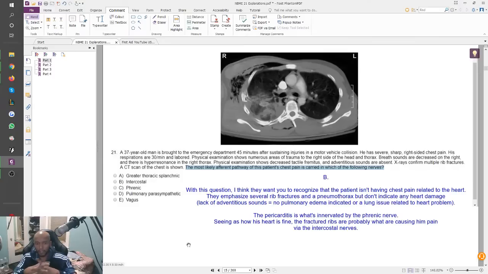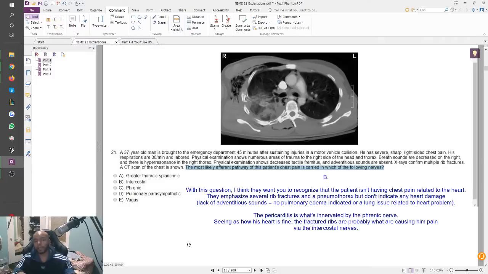So with this question, I think they want you to recognize that this patient isn't having chest pain related to the heart, which is the main thing. His chest pain is not due to cardiac related chest pain. They emphasize several rib fractures and a pneumothorax, but they don't indicate any heart damage, right? So lack of adventitious sounds is actually a giveaway for no pulmonary edema. The adventitia is not making any sounds. No pulmonary edema. The pericarditis is what's innervated by the phrenic nerve.